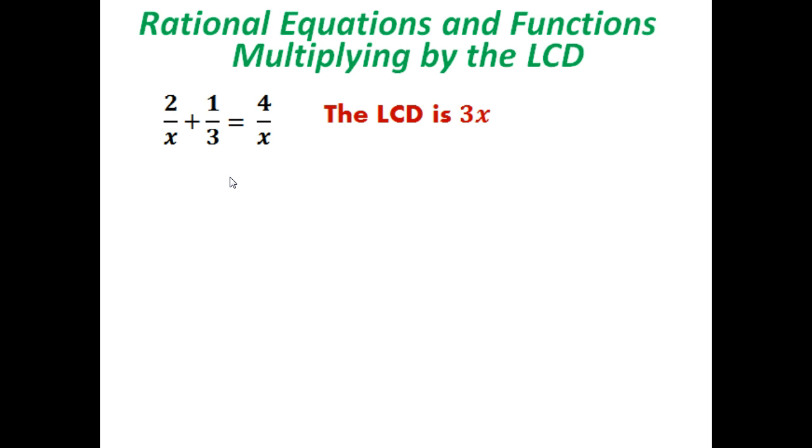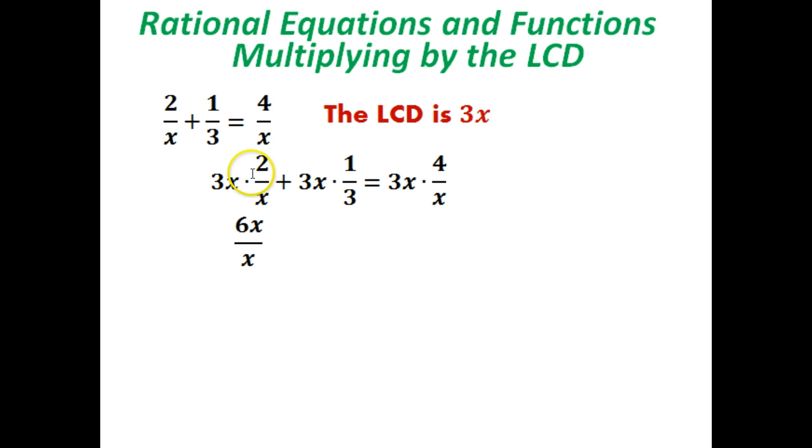Now what I'm going to do is multiply each one of these 3 fractions by that lowest common denominator, in this case 3x. So I'm going to take each one and multiply it by 3x. Okay, I took the first part, 2 over x, multiplied that by 3x. 1/3, I multiplied that by 3x. And 4 over x, I multiplied that by 3x. So I'm going to simplify that right now.